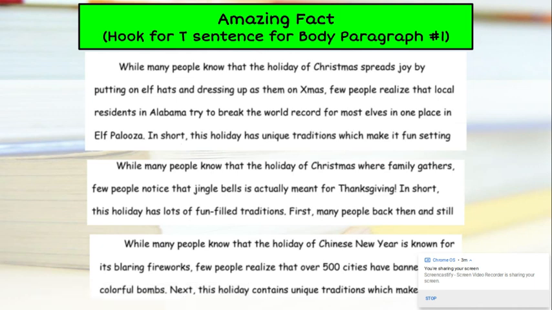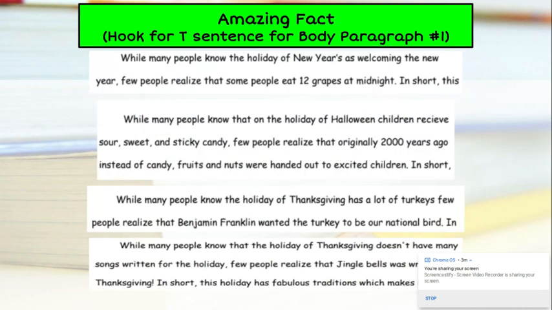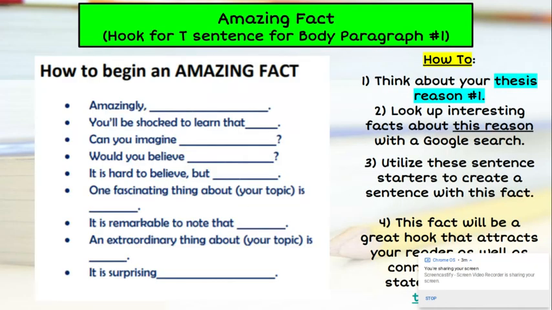So the T sentence will attract your reader with an interesting hook that is related to the main idea of your whole paragraph. But the R sentence then has to clearly state to the reader what the entire paragraph will be about. Please make sure you read over these samples in the presentation.